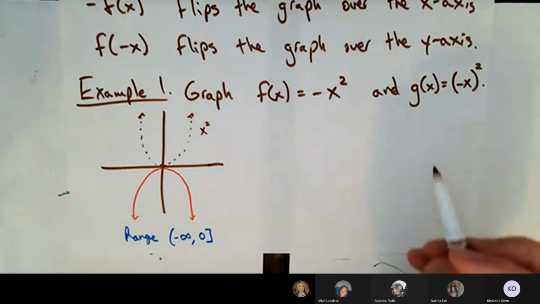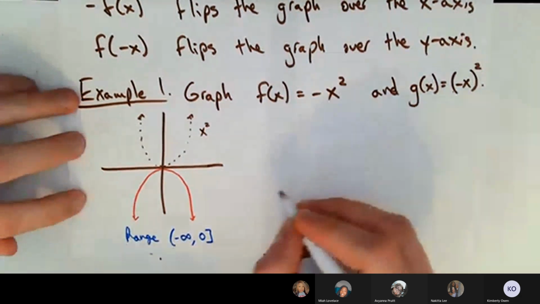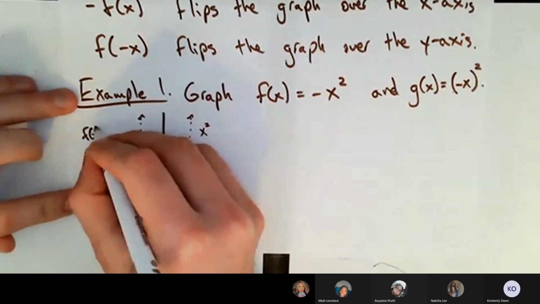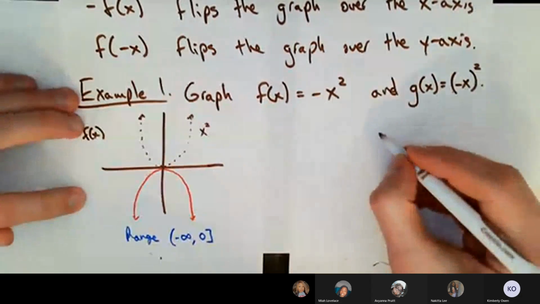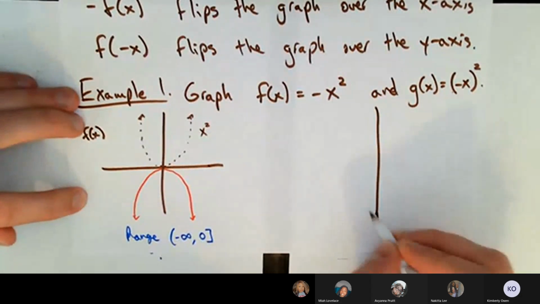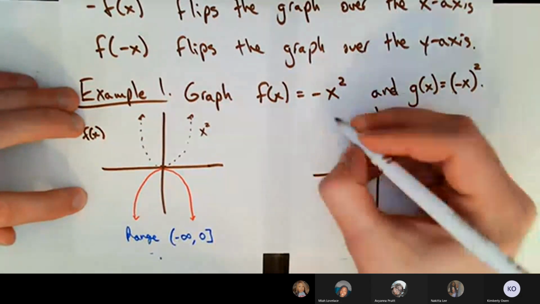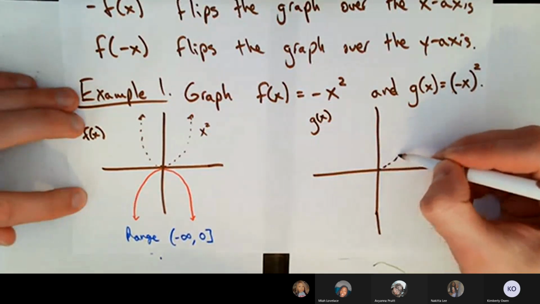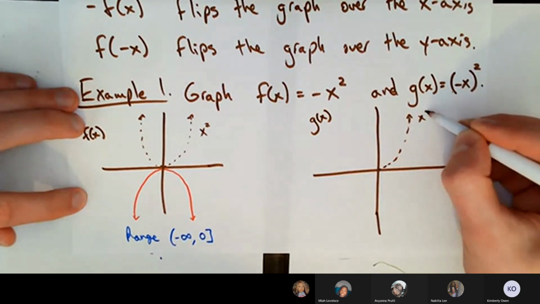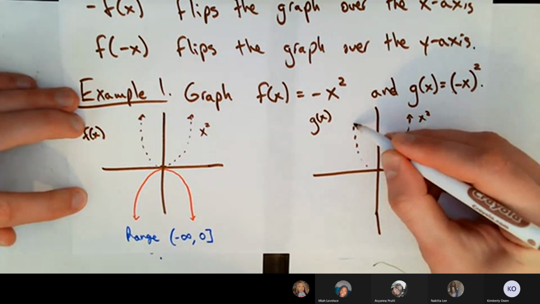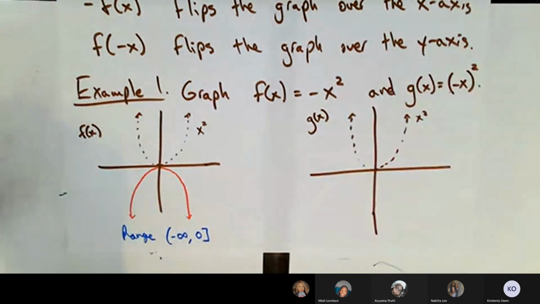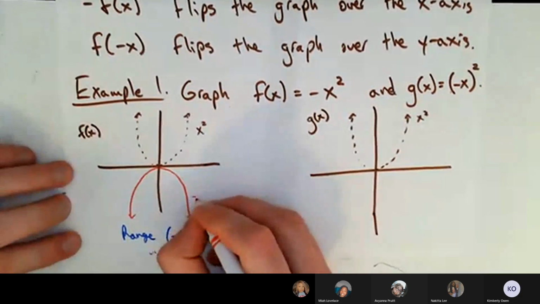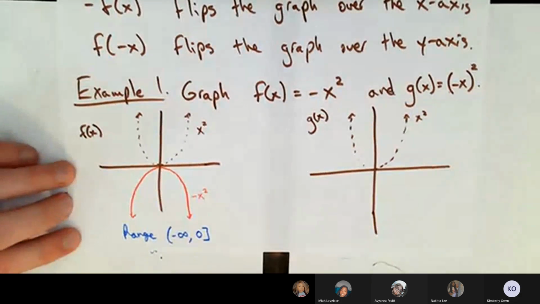Now, what about g of x? So this is f of x over here, the first one, and now let's graph g of x, because it's a different case, right? So of course it's got the same base graph as x squared, right? That's x squared. Let me finish labeling things. So this is the negative x squared graph down here.